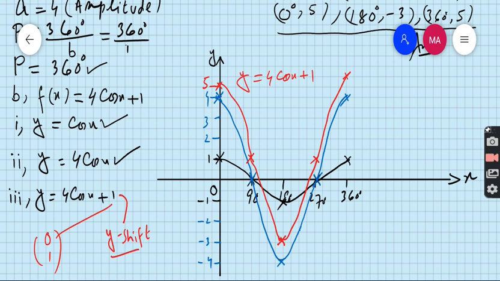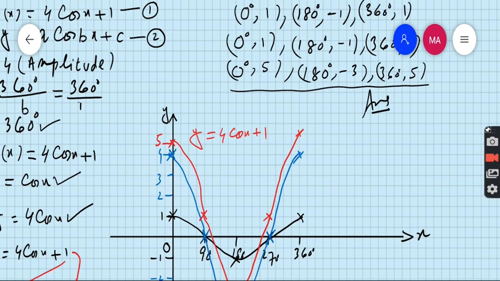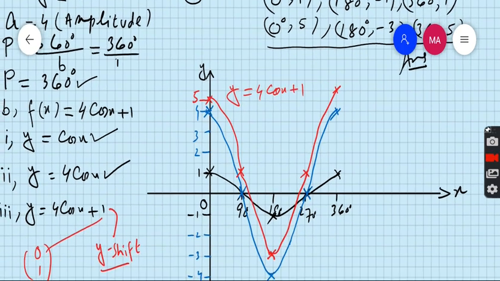So hope you completely understand this part, and you can also draw the final graph. If you don't want to draw a graph of basic function and the graph of y is equals to 4 cos x, if you want to draw directly the graph, then you can have maximum and minimum points, that is 0 and 5, 180 and minus 3, and 360 and 5, and you have to take one or more point in order to draw a smooth curve.